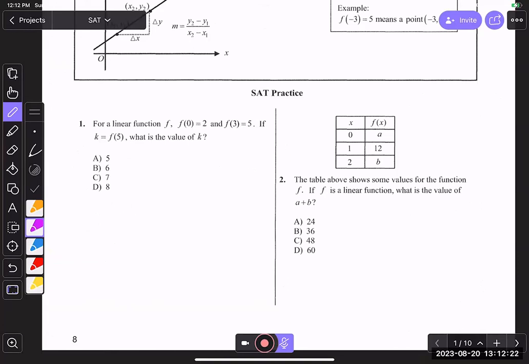For a linear function f, f of 0 equals 2 and f of 3 equals 5. If k equals f of 5, what is the value of k?